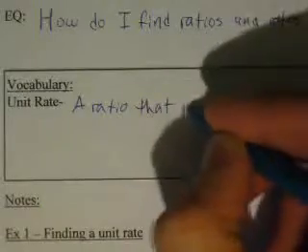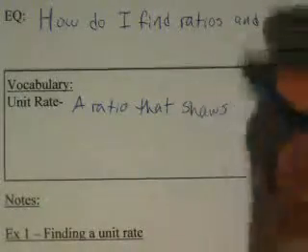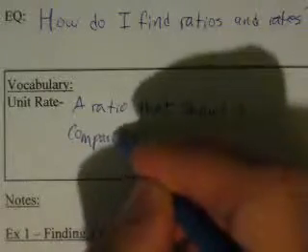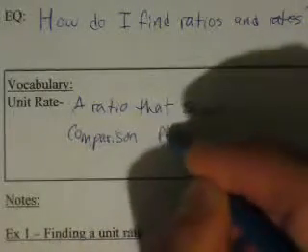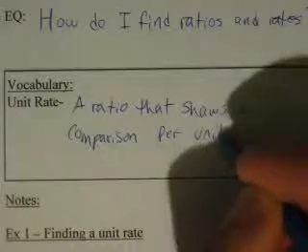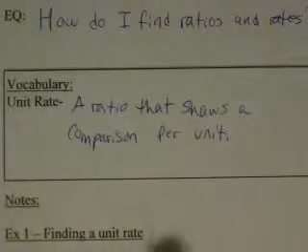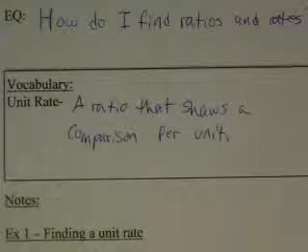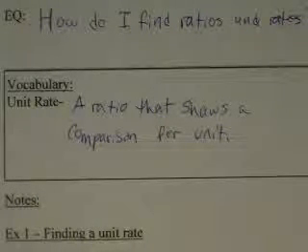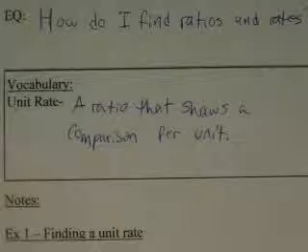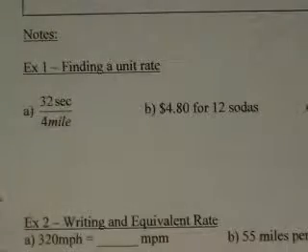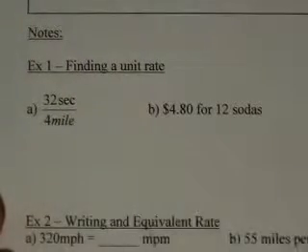A ratio that shows a comparison per unit. That means out of one, like how much does it cost for one can of soda, or how far can you run in 1 minute, okay? So that's kind of what a unit rate does. So you look down at example 1, here we have a couple of examples.